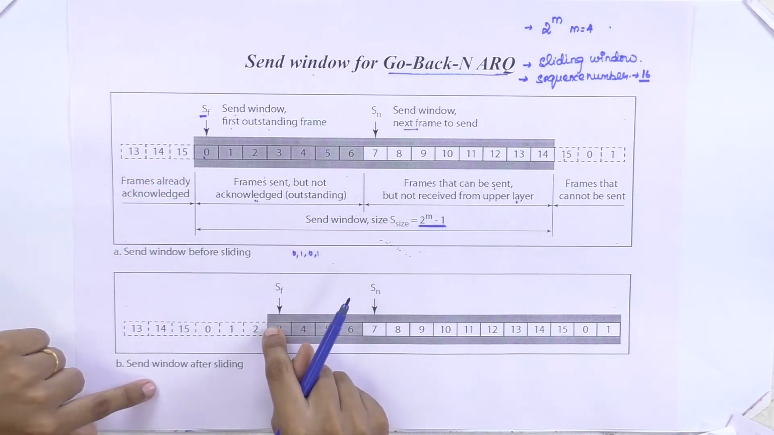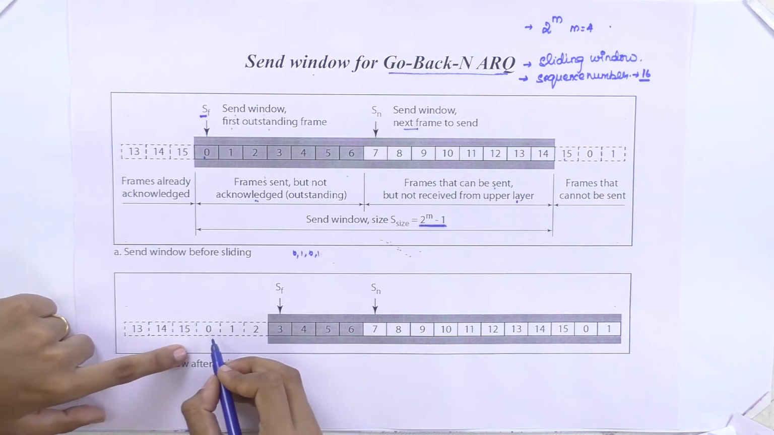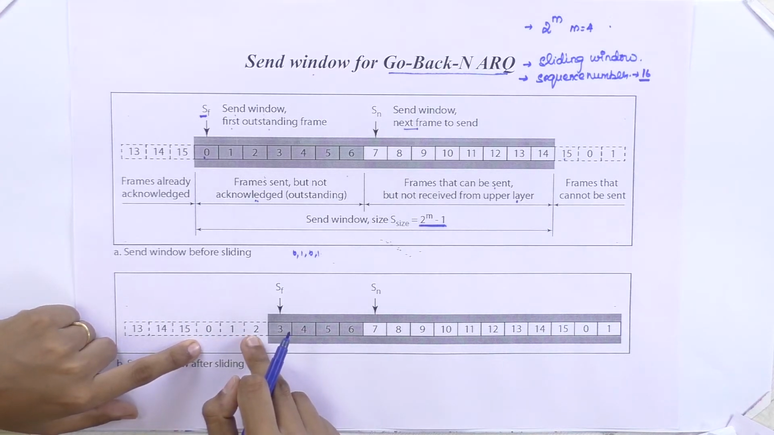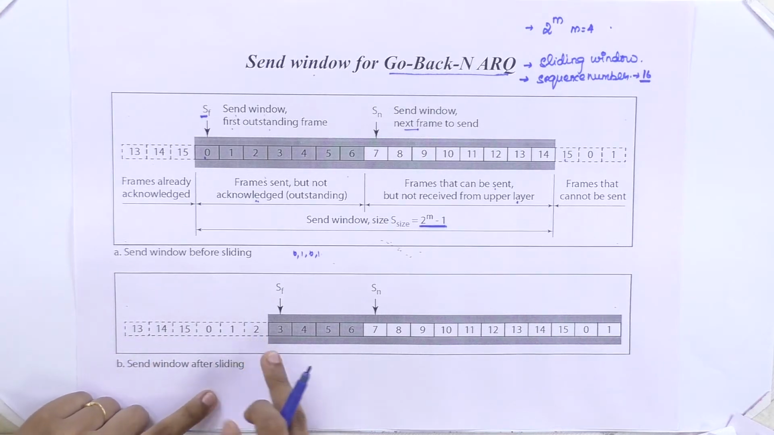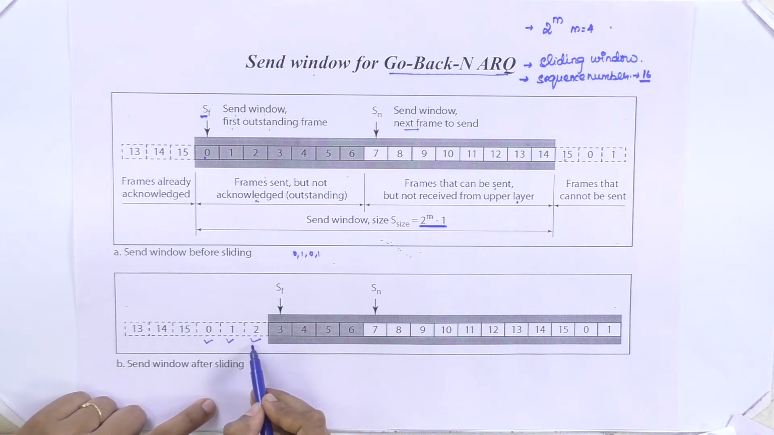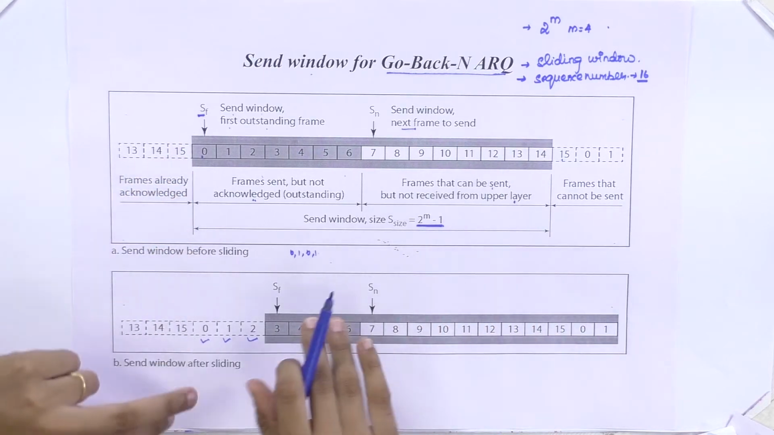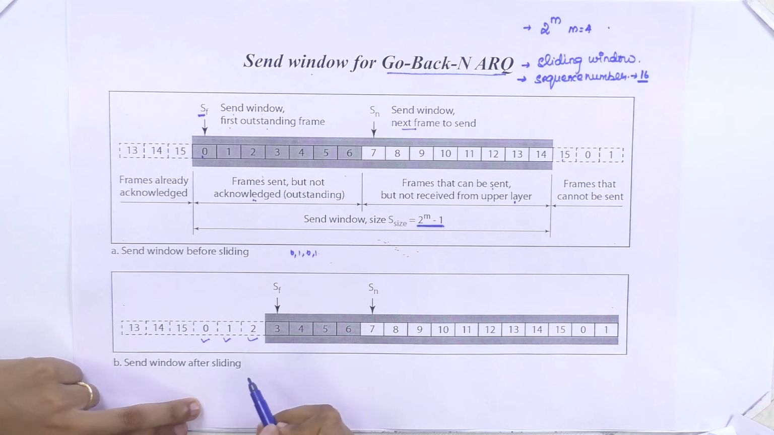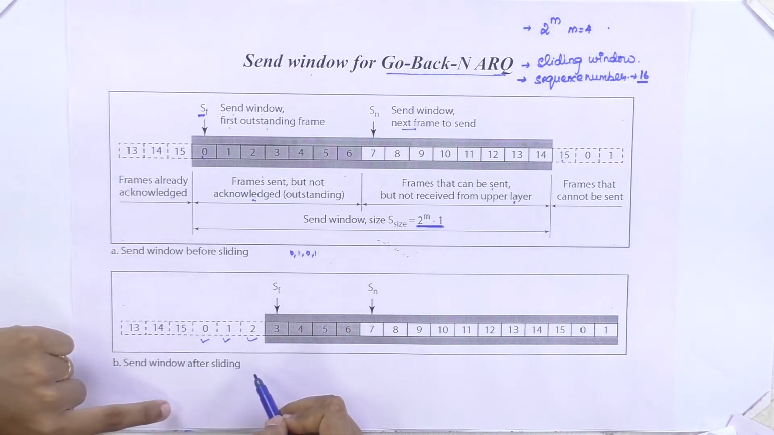So what happens on the receiver side is that my 0, 1, 2 portions are undarkened, which means that the receiver has given the acknowledgement for 0, 1, 2. Upon giving the acknowledgement, you could see that the window has slid 3 positions forward. So this is the concept of your sliding window.